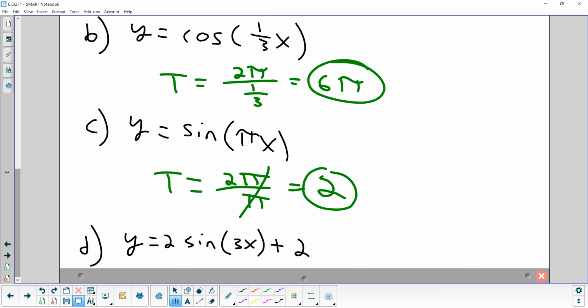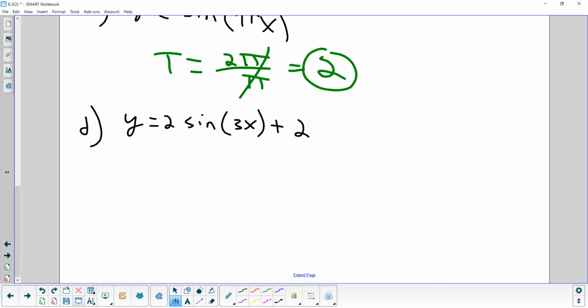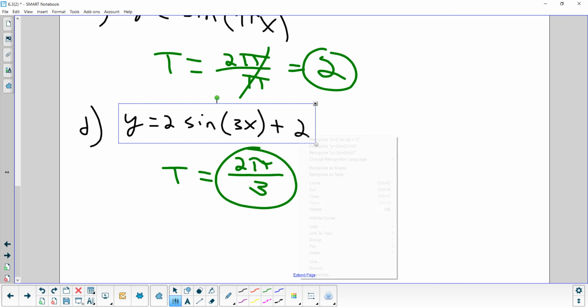We'll try one like that. How about this one? What would be the period here? 2 pi over 3. Yeah, 2 pi over 3. There's all kinds of other stuff going on in there, but that's just to kind of distract you from the real important number. Vertical shift by a factor of 2, doesn't matter. Vertical stretch by a factor of 2 has nothing to do with the period. Only number you have to focus on is the 3.